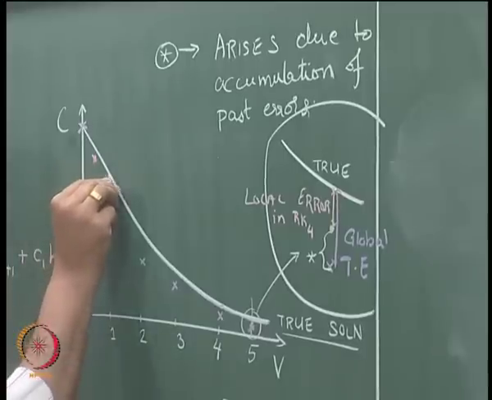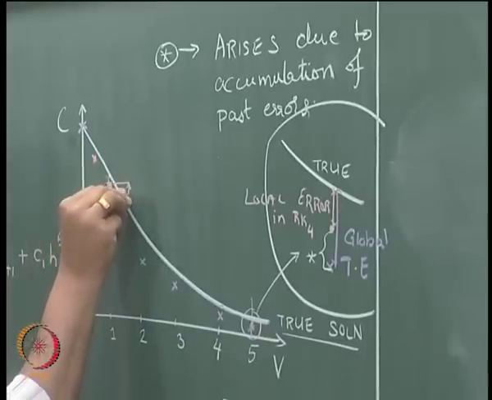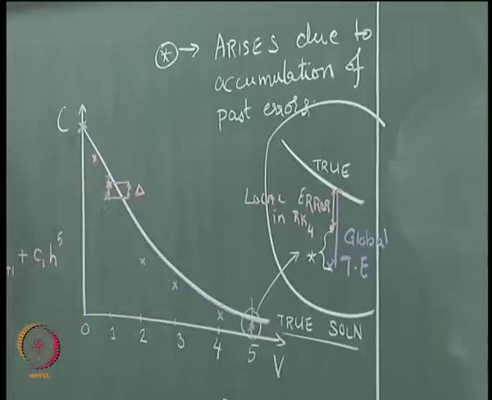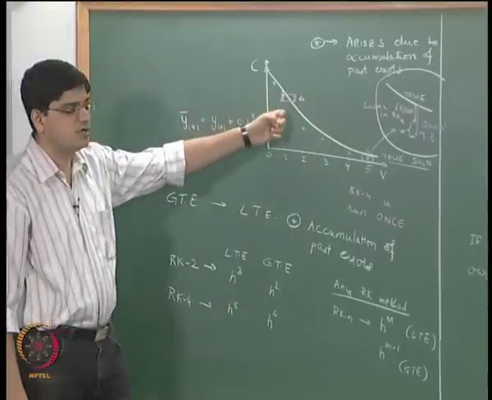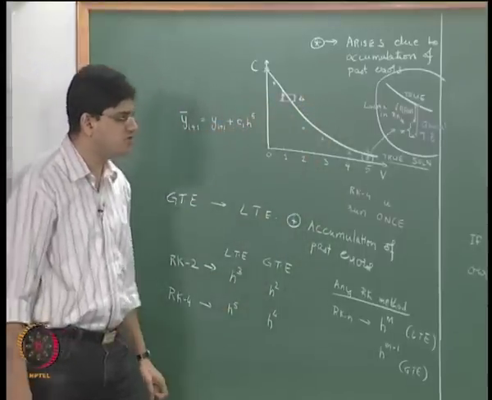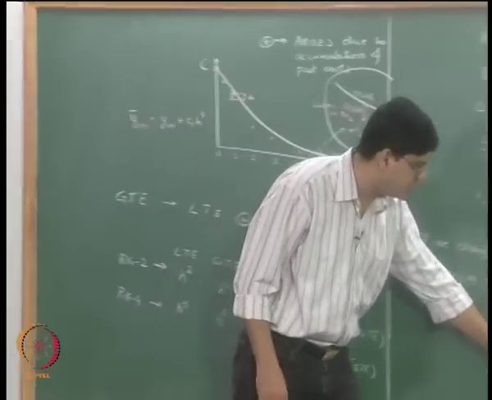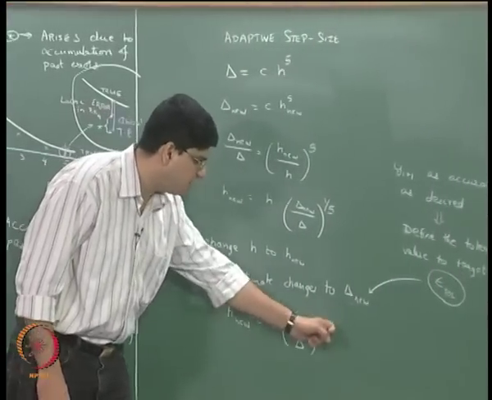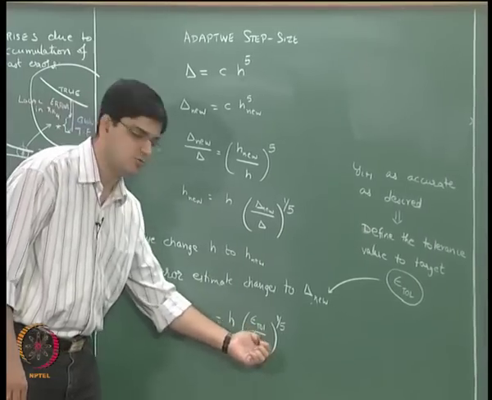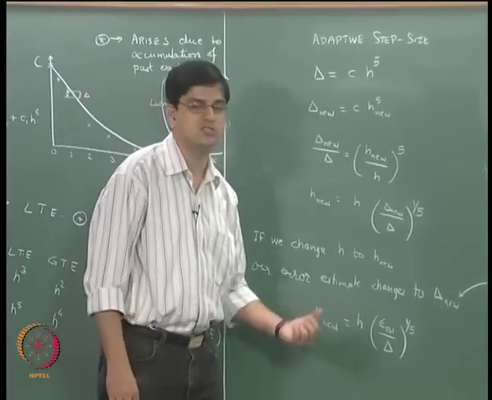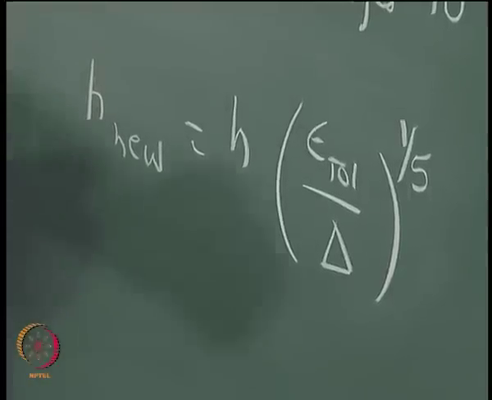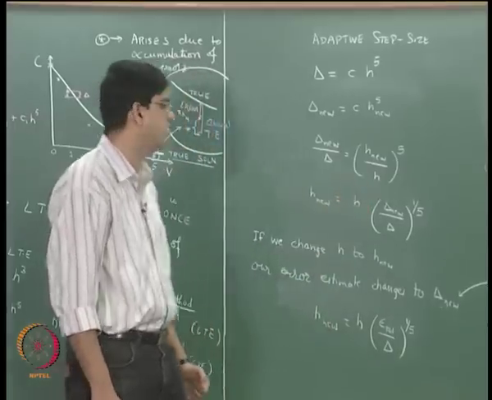This guy is delta. Now if this delta is acceptable to us, we keep the same h. If this delta is not acceptable to us, we are going to change that h. How are we going to change that h? We are going to scale that h in this particular manner. It depends on the tolerance value divided by delta to the power 1 by 5. That 5 comes in because this method is accurate to the order of h to the power 5.